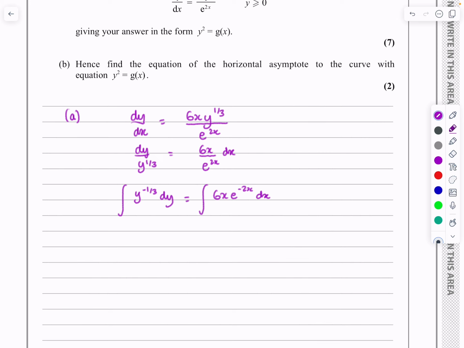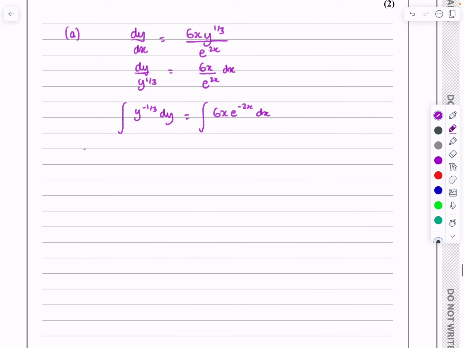Now, when I integrate this left-hand side, integral of y to the minus a third dy is going to be equal to, that's nice and easy, add one onto the power, divide by the new power. So adding one onto the power will make y to the 2/3, dividing by the new power, dividing by 2/3, which is actually the same as multiplying by 3 over 2. I'm going to put my constant of integration on the other side, because I'm going to work it out there. So I'll leave that as it is to start off with.